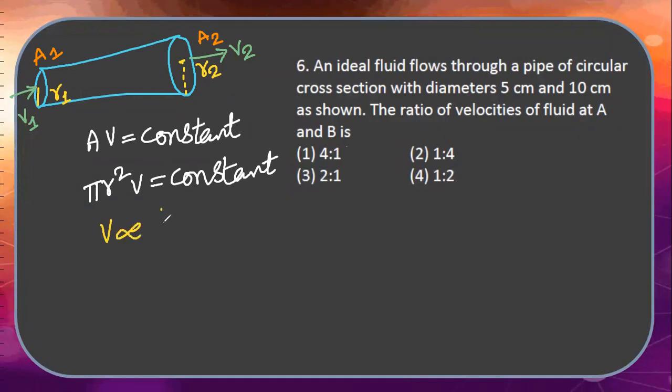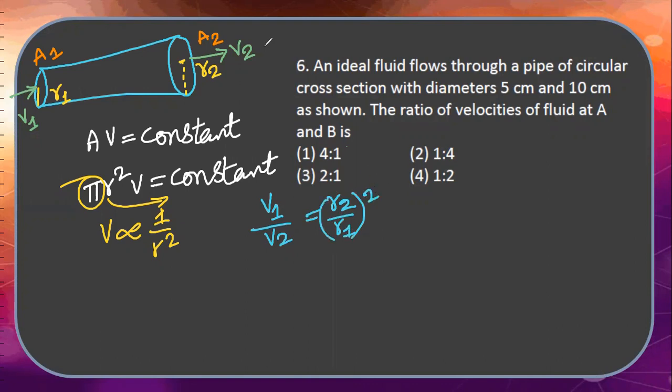Then V is inversely proportional to r square, if we send it to the right side, and pi is constant. From this we will write V1 divided by V2 is equal to R2 by R1 whole square. R2 is given as 10 centimeters and R1 is 5 centimeters. So V1 divided by V2 is equal to 10 by 5 whole square.